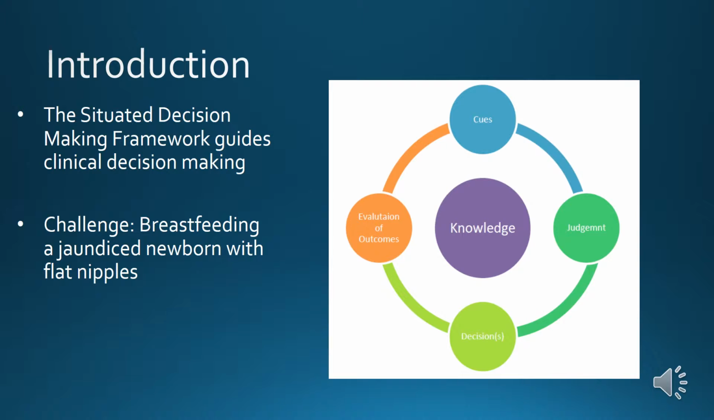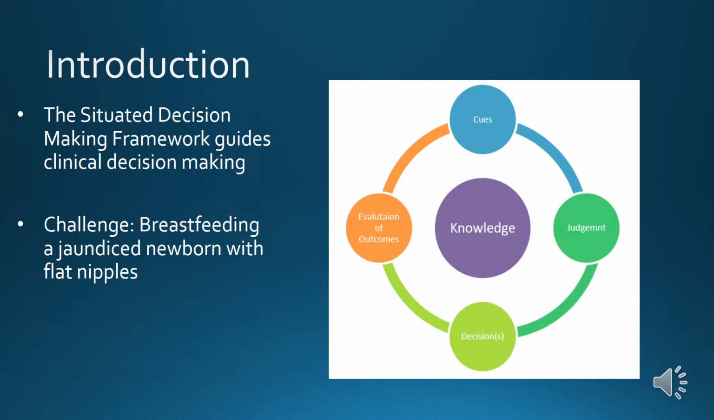The situated decision-making framework is a framework designed to assist nurses in making decisions that foster the development of their knowledge, skill, and competence as a nurse. There are 5 main components to this framework, consisting of knowledge, cues, judgment, decisions, and evaluation of outcomes. Knowledge is when the nurse is informed of the case, the pathophysiology of the condition, and is able to determine when there is a problem, as well as what the patient's needs are.